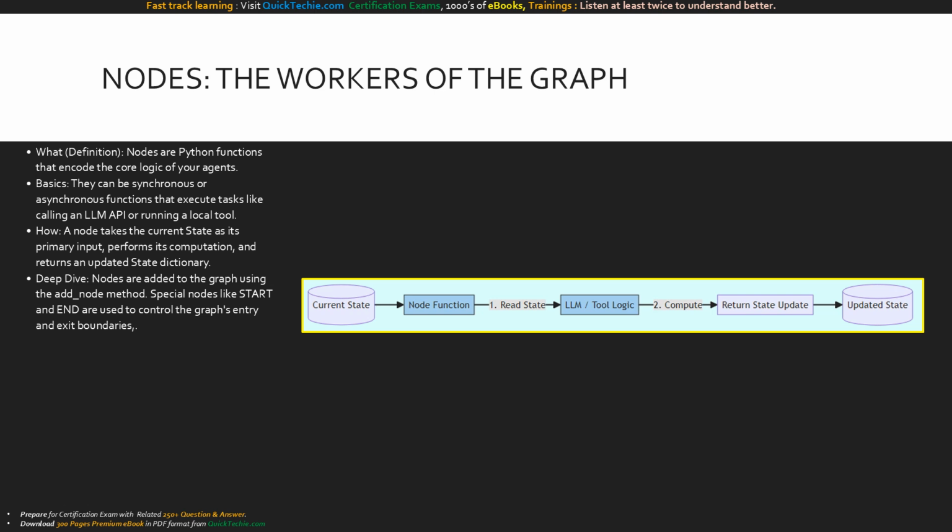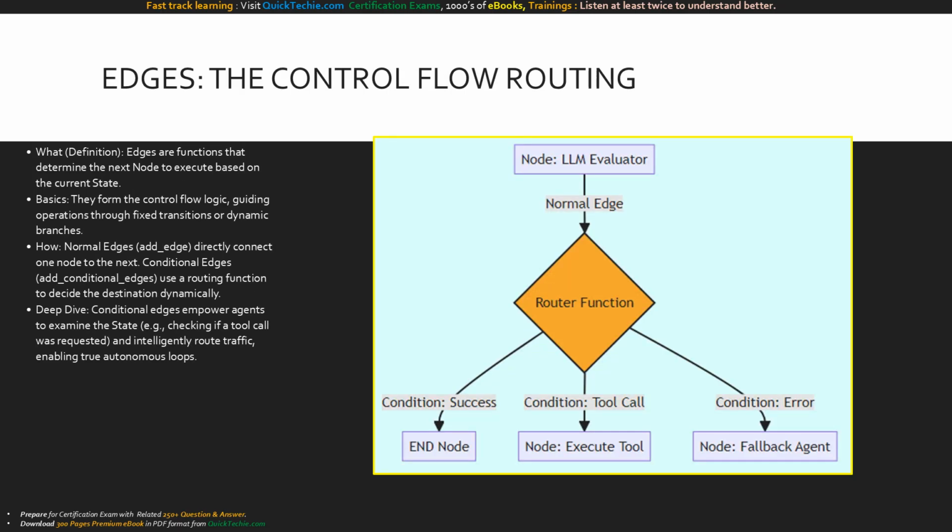Let's trace the anatomy of a node execution. The current state flows into the node function on the left. The function reads the necessary variables, executes its internal LLM or tool logic, computes the result, and generates a state update. This update merges into the global state, creating the updated state payload ready for the next step in the graph. We have memory and we have workers.